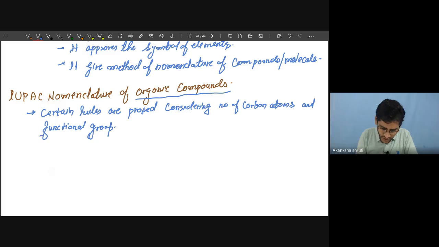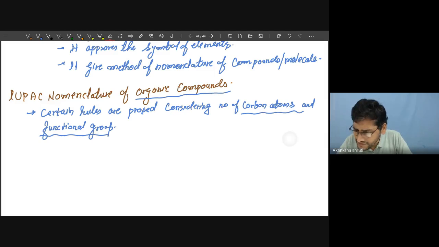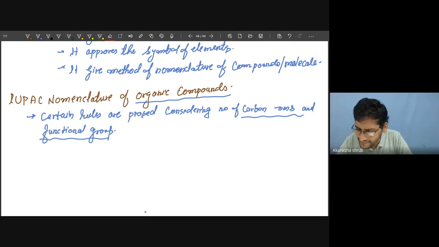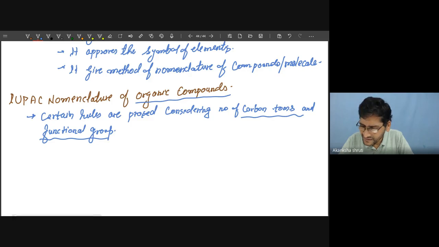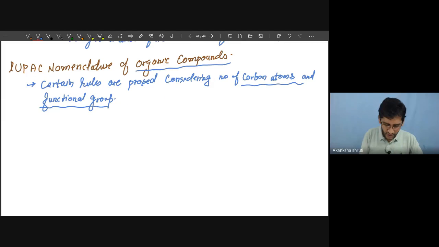So these two things are very important, or the base of this nomenclature. A student, in addition to this, what are these rules to consider the number of carbon atoms, functional group, and other things that are required? These things we are going to discuss. So what are these rules? Let me write the rules first.